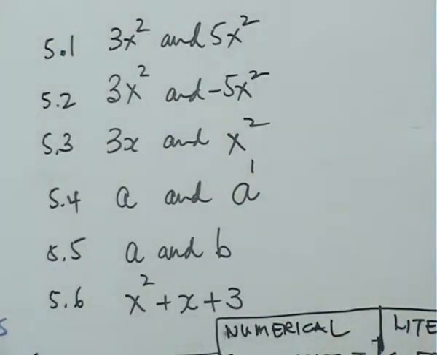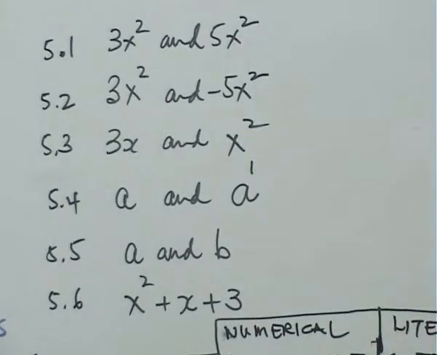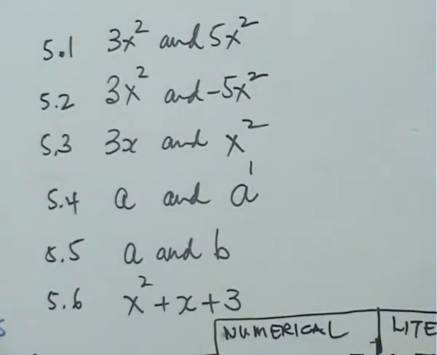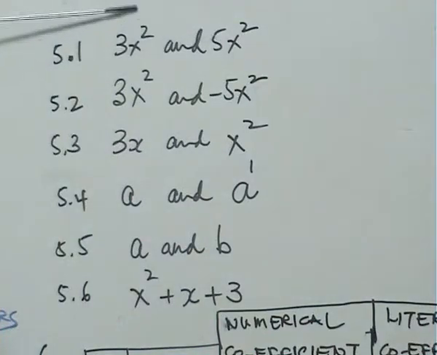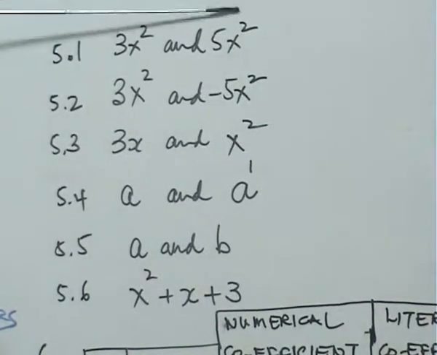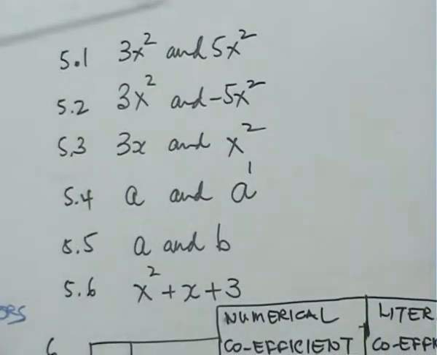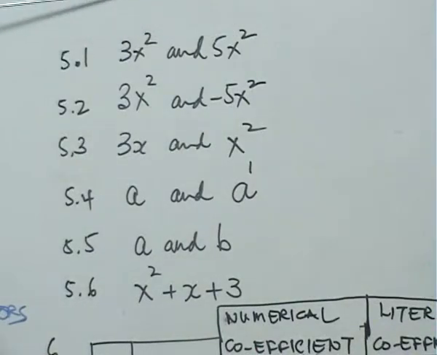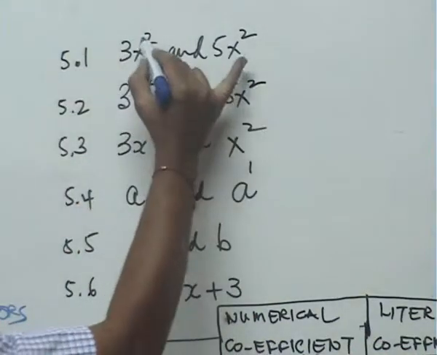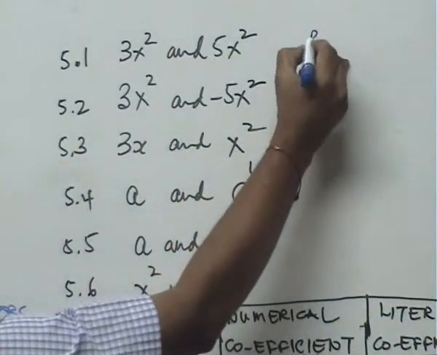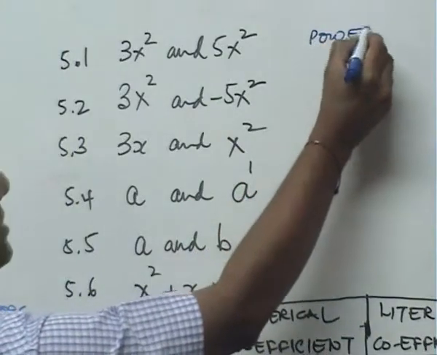Alright, in number 5, you are required to tell me whether the powers are the same or not. From what I have been showing you, you understand what I mean. Don't worry about the numbers. We're only concentrating on these literal powers. So number one, it's x and x, and 2 and 2. Bases are the same, indices are the same, therefore the powers are the same.